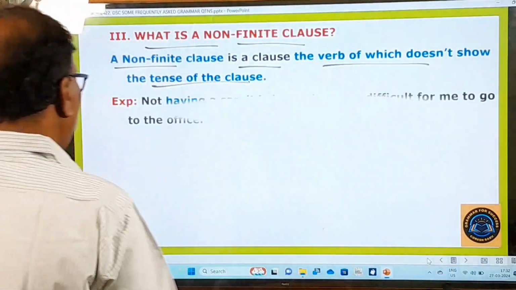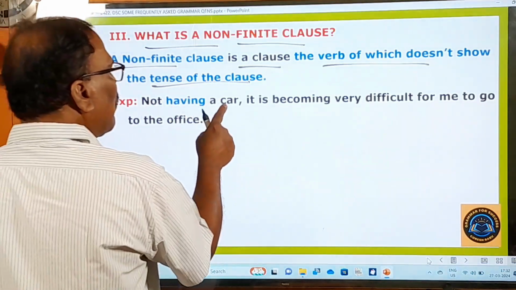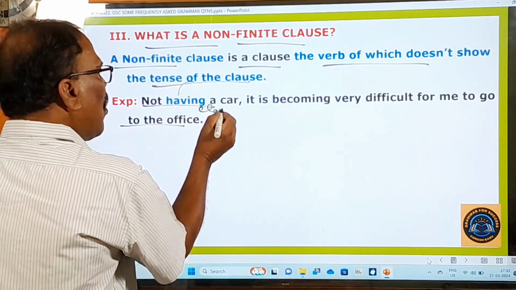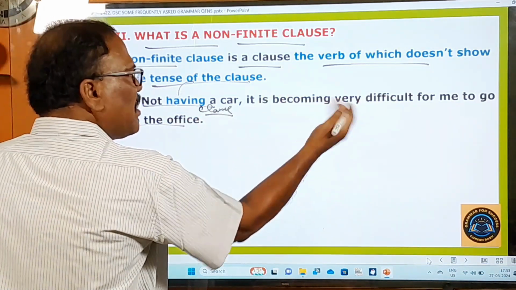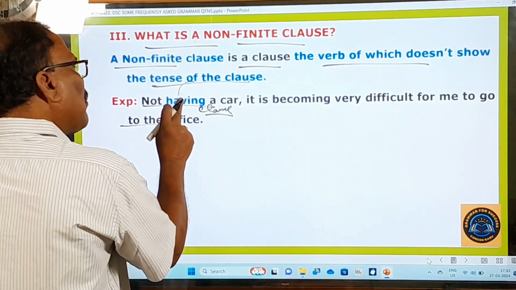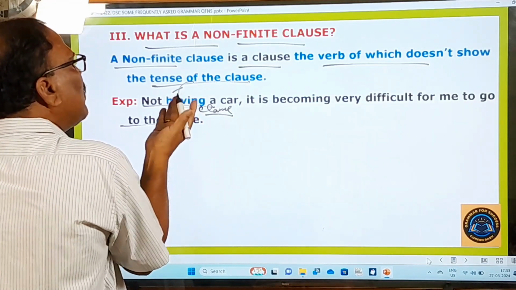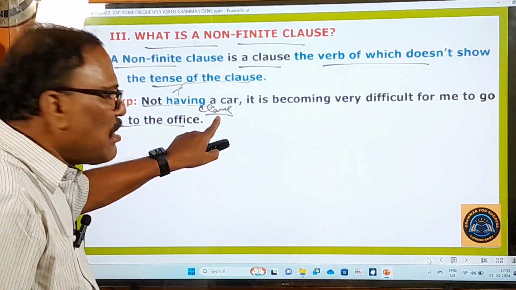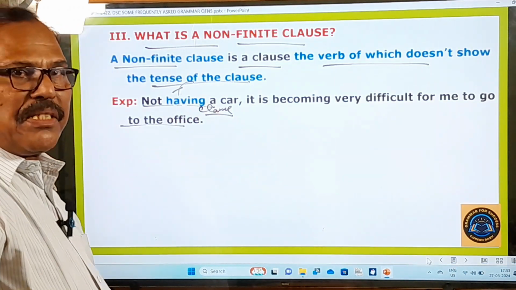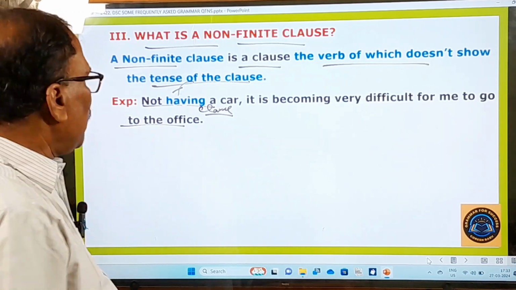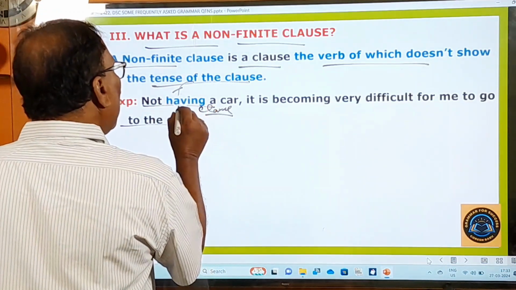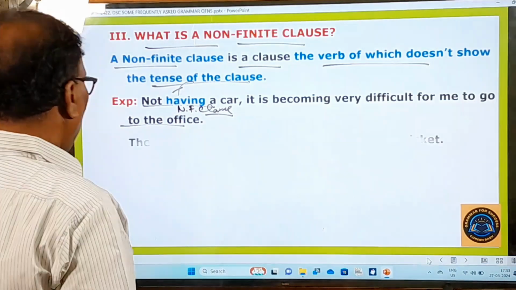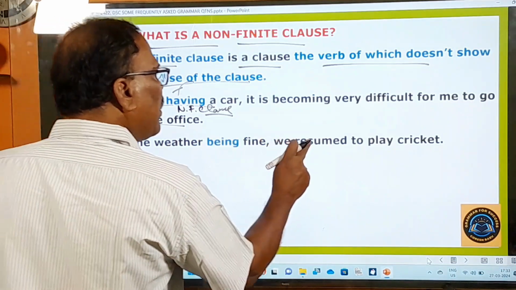Okay, let us take some examples to understand that. Not having a car, it is becoming very difficult for me to go to the office. So here, this is a clause, "not having a car". "It is becoming very difficult" is a sentence, right? And what kind of clause is this? The verb is not showing the tense of this clause. But "having" means what? Is it present tense, past tense, future tense? No. That's why this clause is called a non-finite clause. NFC, non-finite clause.